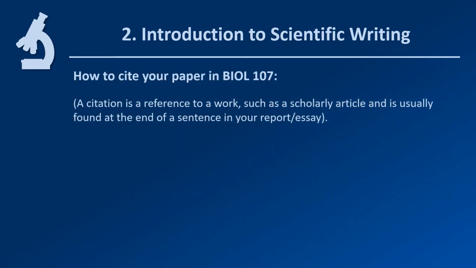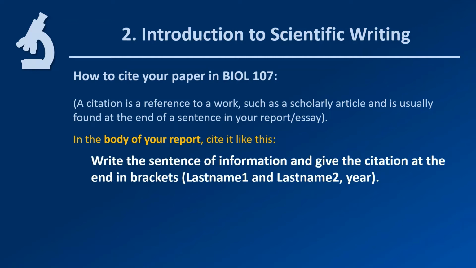So what you need to do for Biology 107, particularly for Lab 3, but also for the pre-Lab 3 exercise, is cite the paper that you find. So a citation is basically a reference to something. It's referring to something, and it's doing it within the body of your essay or report. So, for example, you're going to have a sentence. That sentence is going to be talking about something that you saw in that paper. And so you write that sentence, and at the end of that sentence, you're going to have the citation.